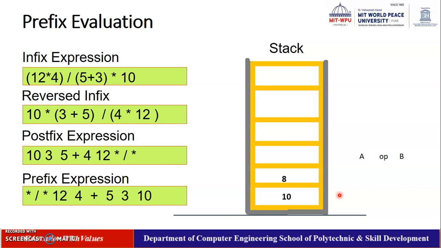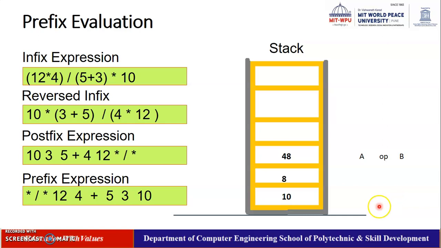Then 4 comes, so 4 is pushed on the operand stack. 12 comes, and 12 is pushed on the operand stack. Then the multiplication sign comes, so again you pop the top two contents of the stack. 12 is popped and considered as A, 4 is popped and considered as B. The result of 12 into 4, that is 48, is pushed on the stack again.